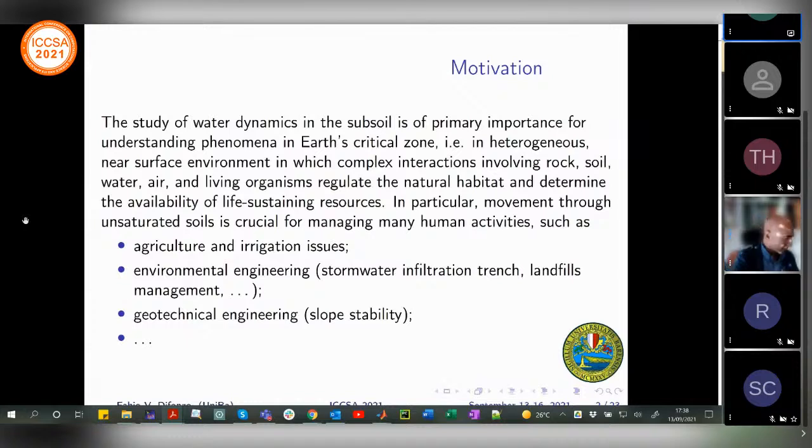It has quite important consequences on both species and environment. For example, how we have to irrigate soils in order to have particular plants or cultivation grow in an optimal way, or how to deal with stormwater infiltration trenches, how to manage landfills, or how to handle slope stability, and so on. So this kind of interaction is very important, and understanding water movement into soils is crucial for managing these phenomena.